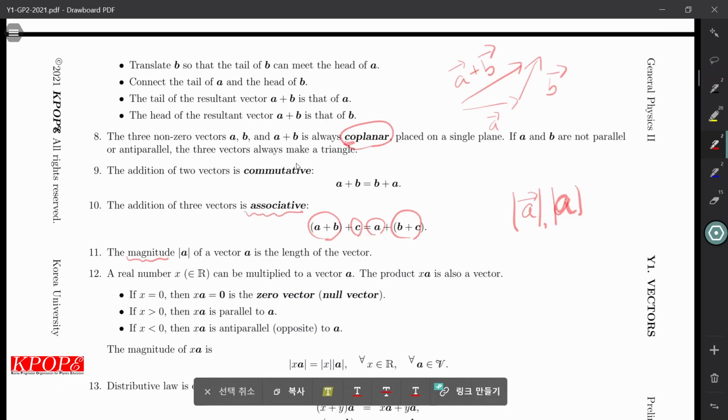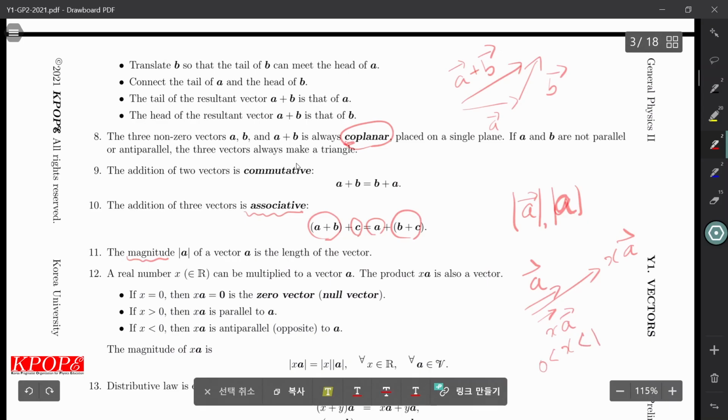If we multiply a real number to a vector, it is always another vector. In case we multiply a positive number to a vector, then the vector keeps its direction. This is A. If I multiply by x, in this case, they are parallel. That means the length is shorter than A. Therefore, this x is between 0 and 1. And this length is greater than the length of A. Thus, x is greater than 1. On the other hand, if you flip the sign of x, then the direction is opposite. So, if x is less than 0, then xA is anti-parallel, or we can say it's opposite to A.